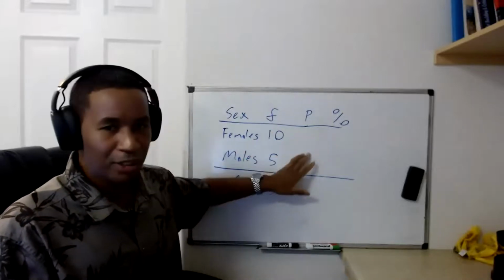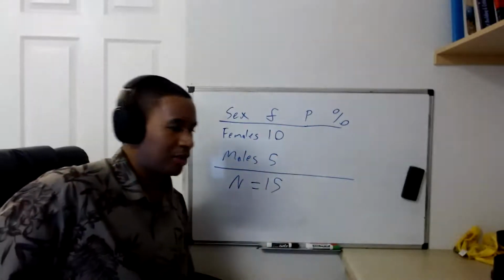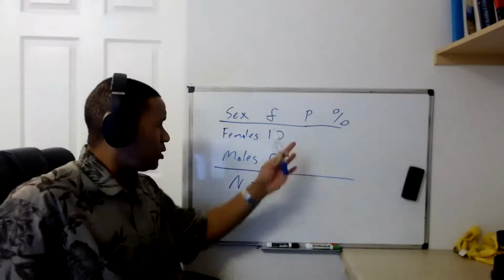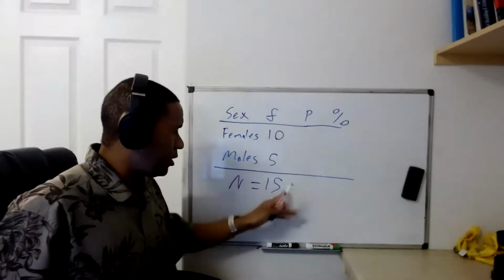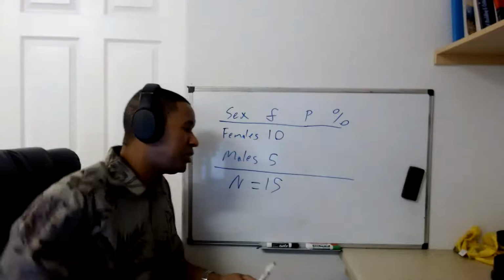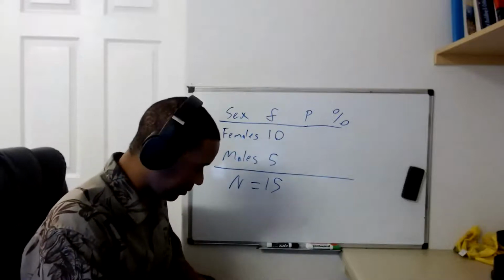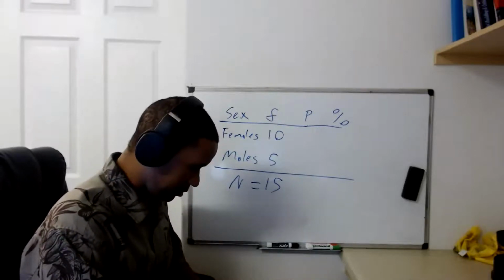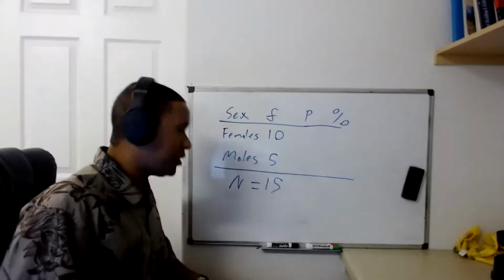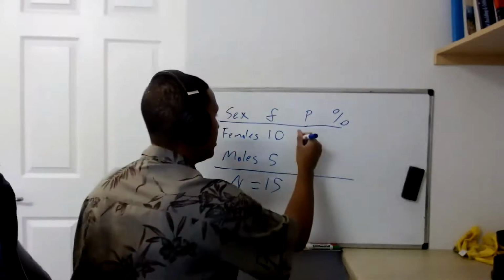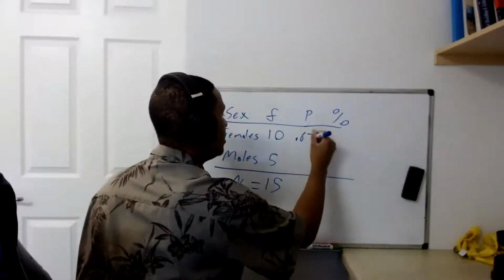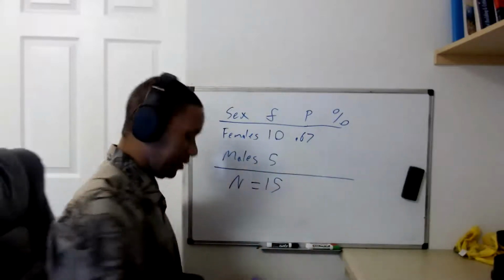Now the proportions, the way you'd go about getting the proportions, I think we already talked about this, is you would take the F for a particular category and divide it by the total number of cases. So if you do 10 divided by 15, you're going to get 0.67. So let's just round it. 0.67, so that's 10 divided by 15.